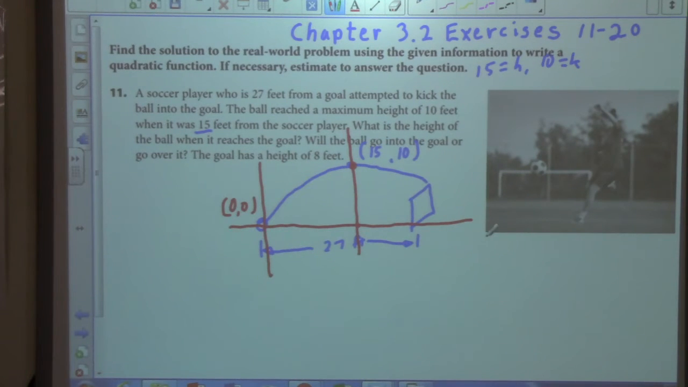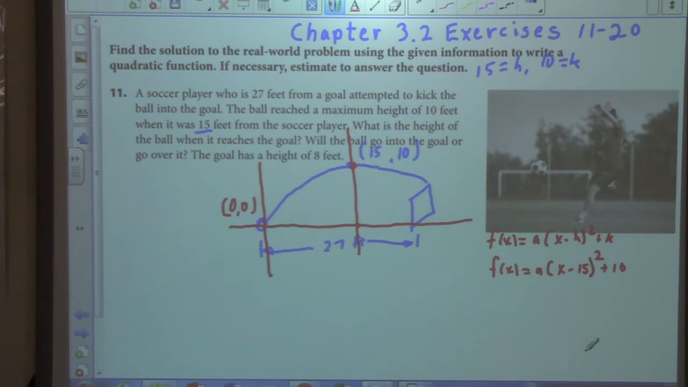So we have our standard form equation, which is f of x is equal to a(x - h)^2 + k. And we know what those are now, so we can put f of x is equal to a times (x - h), and if h is 15, that's what we have here, plus 10. Okay? What next on this thing?